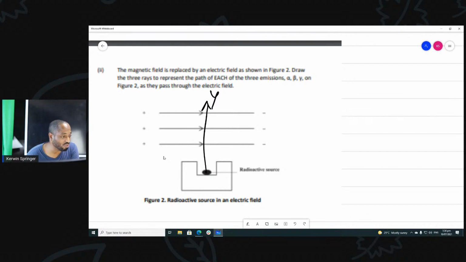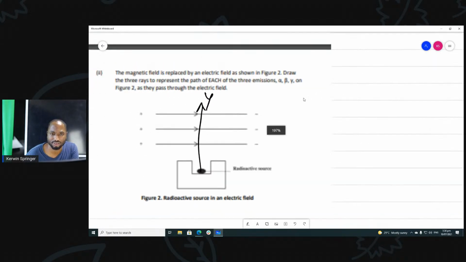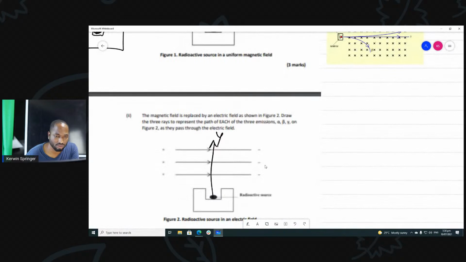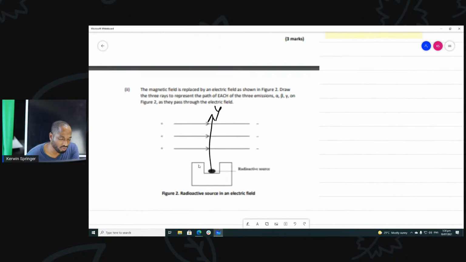Who would be more strongly attracted? Would it be the beta or would it be the alpha? Now, we know the alpha will go to the right side and we know the beta will go to the left side, but who will be more strongly attracted?